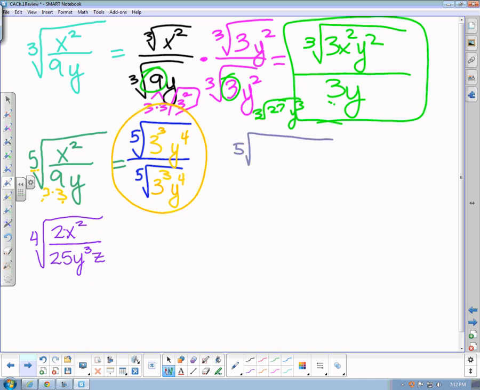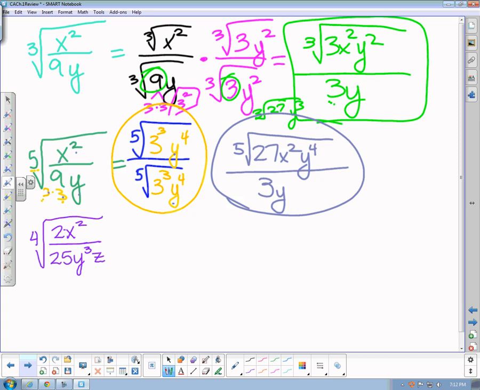root of 3 to the 3rd is 27, x squared, and y to the 4th. Over, and the denominator now, 3 times 3 times 3 to the 3rd is going to be whatever, and the fifth root of that is just going to be 3. And y times y to the 4th is going to be whatever, and the fifth root of it is going to be y. And so this then becomes your final answer.